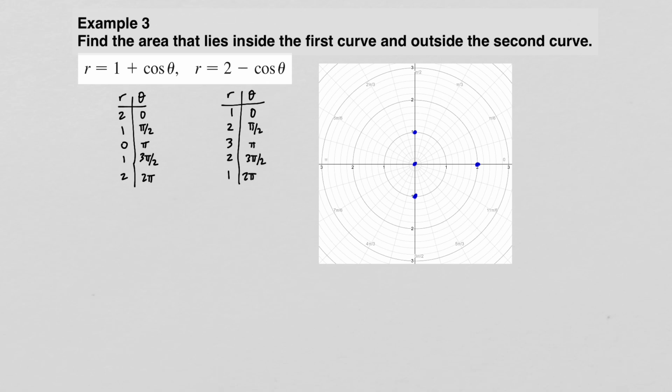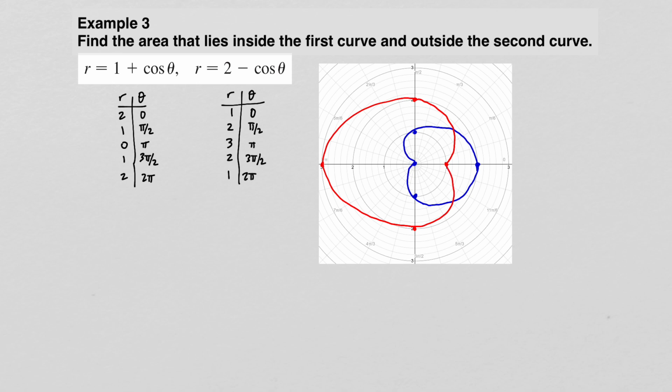So here are the points from the first curve, and this is going to be a cardioid, which looks something like this. It's very similar to an earlier cardioid that we graphed, except that this one is horizontal. And then the other graph here, we're going to have a point at 1, 0, a point at 2, pi over 2, 3, pi, 2, 3 pi over 2, and 1, 2 pi. And this one is going to have a very similar kind of shape.